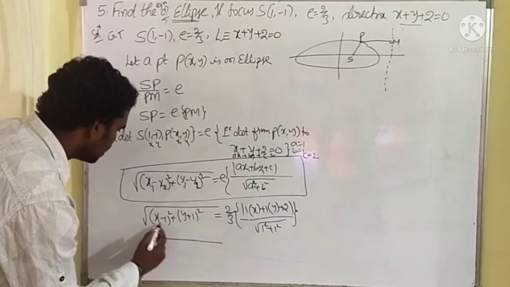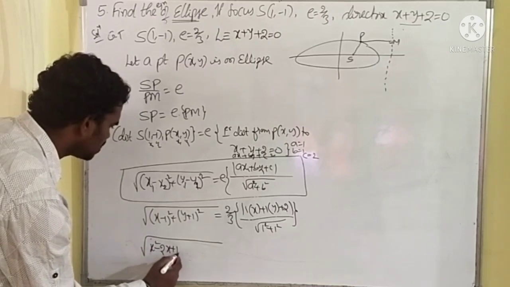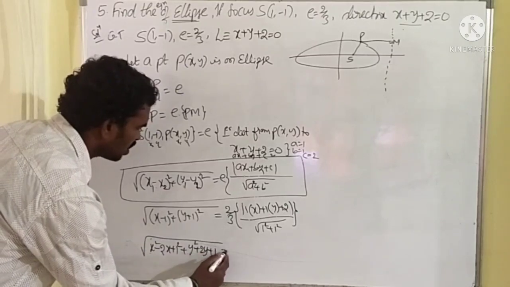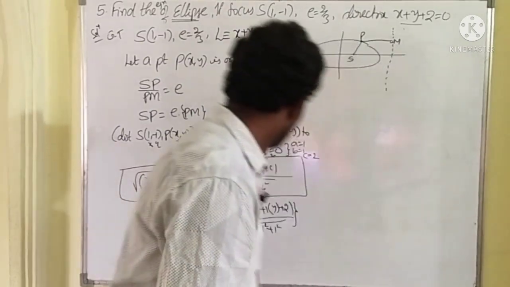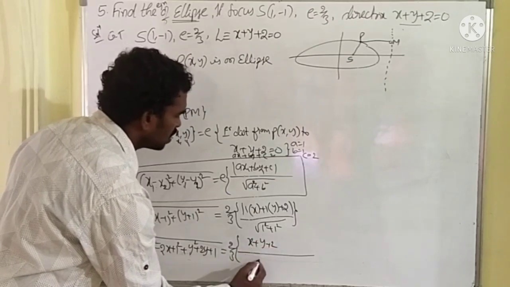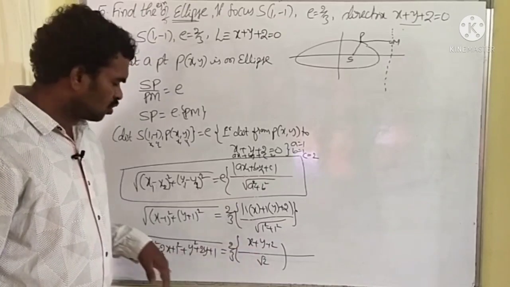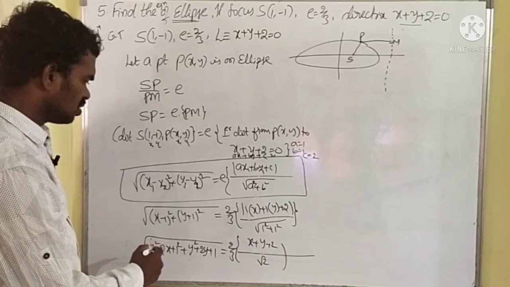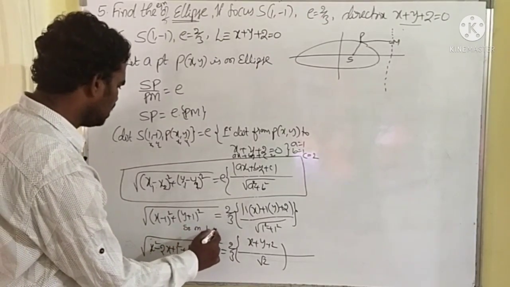So we get (x - 1) whole square means x square minus 2x plus 1, (y + 1) whole square, a square plus 2ab plus b square, means y square plus 2y plus 1, is equal to 2 by 3 into (1 into x + 1 into y + 2) by root 2. So here a square root is there, here a root is there. To remove these roots, we take squaring on both sides. So here only I am writing squaring on both sides.